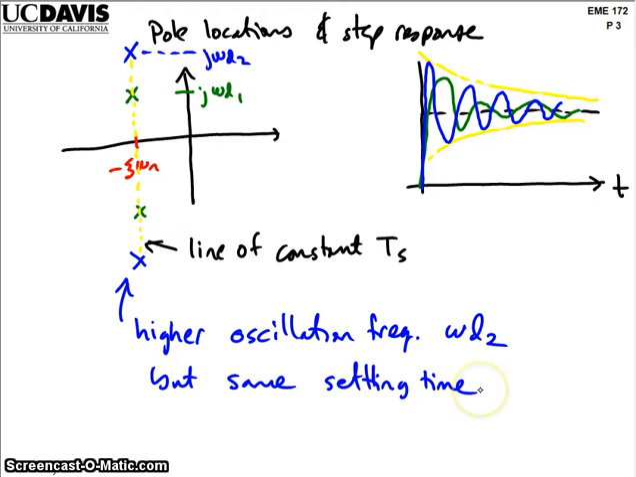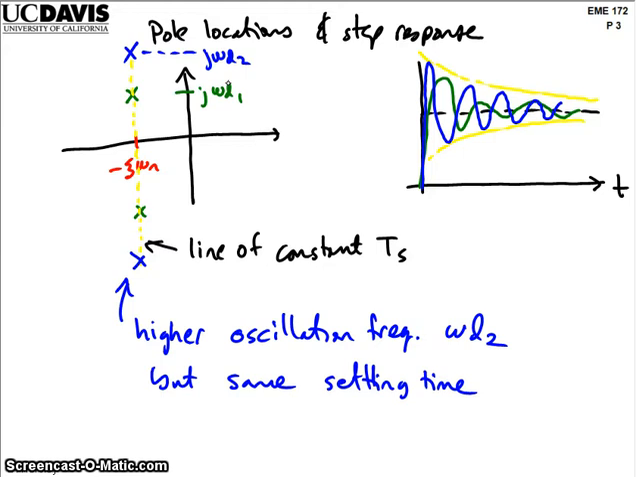Okay? And so how this is relevant right now to your homework is if you're asked to find poles, closed-loop poles or open-loop poles that have a particular settling time, well, you know that you could draw a line along here, and all the locations that are on that line or to the left of that line are going to have a settling time that is less than or equal to the desired settling time. And all the poles that are over to the right of that are going to have a settling time that's greater than that. So they're going to be slower.